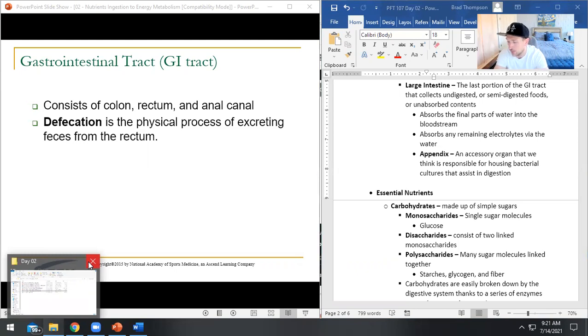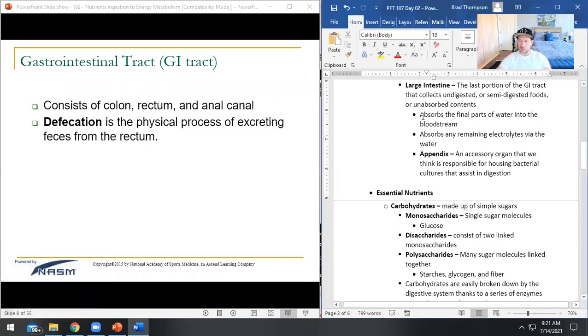So, sometimes you'll hear people who are dehydrated will have gastrointestinal problems, and it could be vice versa. So we're absorbing the final parts of our water into our bloodstream. We're getting any remaining electrolytes in there.